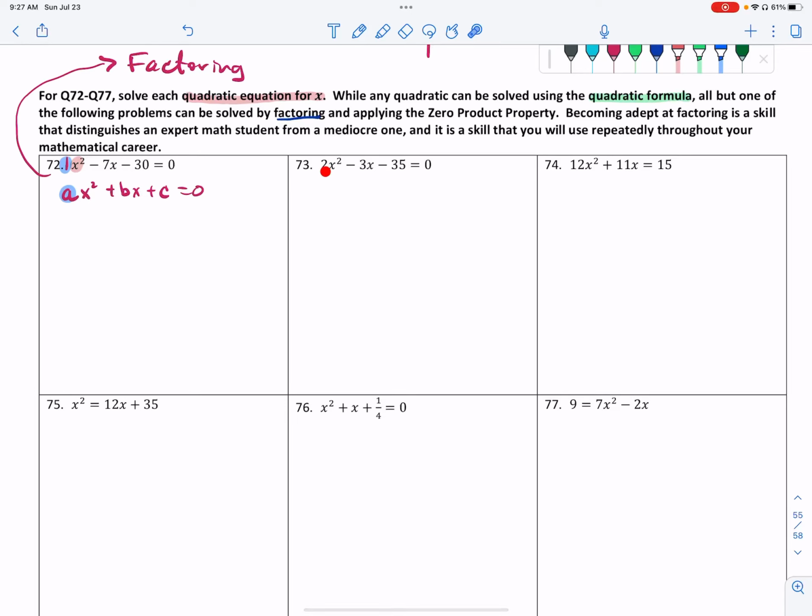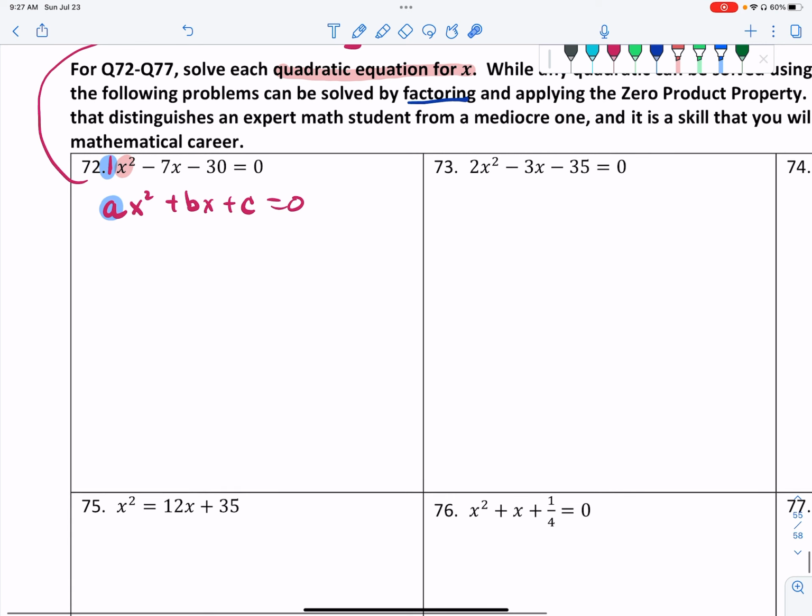Question 73, 2x squared minus 3x minus 35 equals 0. I know it's a quadratic equation. It's got a squared up in it. But how is question 73 different from question 72?